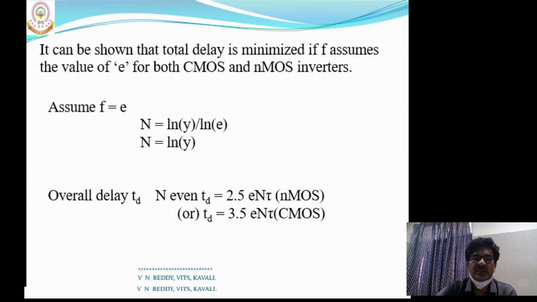In the next class you can see about the super buffers, how they will reduce the delay and how to improve the speed. Thank you.